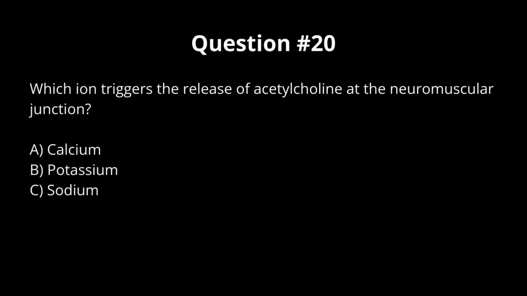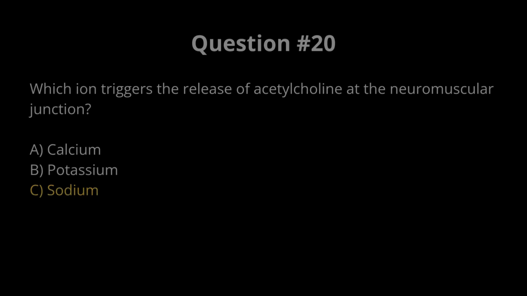Question number 20. Which ion triggers the release of acetylcholine at the neuromuscular junction? A. Calcium. B. Potassium. C. Sodium. The correct answer is C. Sodium ions entering the motor neuron trigger depolarization, which leads to the release of acetylcholine into the synaptic cleft. Calcium also plays a role, but inside the presynaptic terminal.